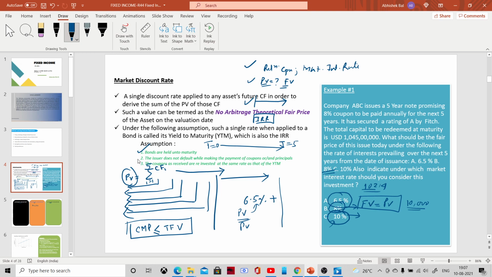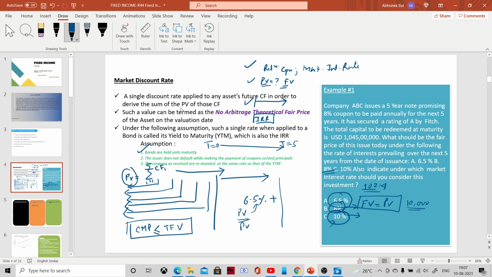Assumption number two is that the issuer does not default while making the payment of the coupons and the principal. Of course, if this is violated, then this whole calculation will go kaput. And the third important assumption is that the coupons as received are reinvested at the same rate as that of the YTM. Now, this is an important assumption. We will explain a little bit more as we move along.